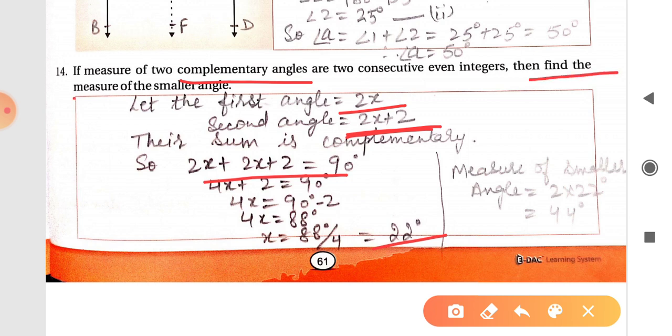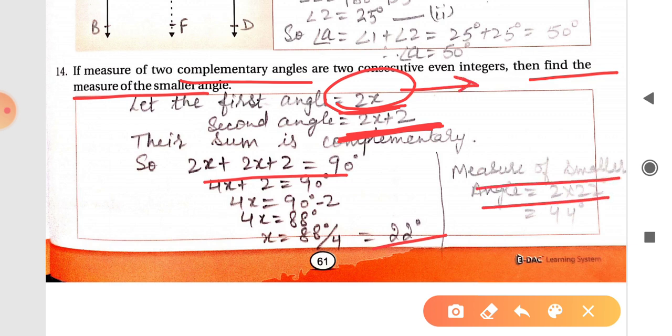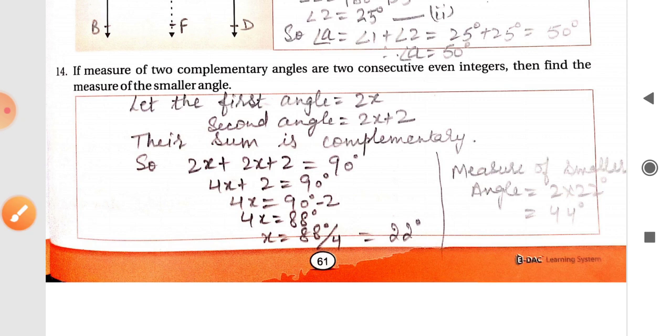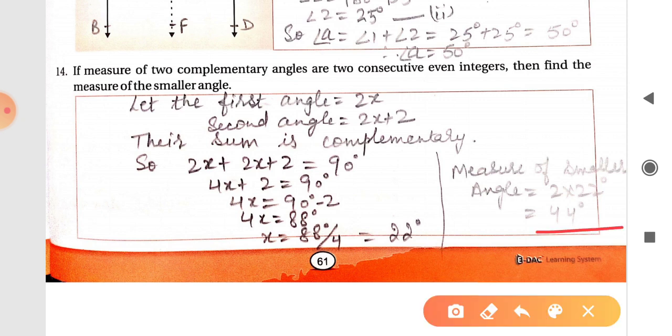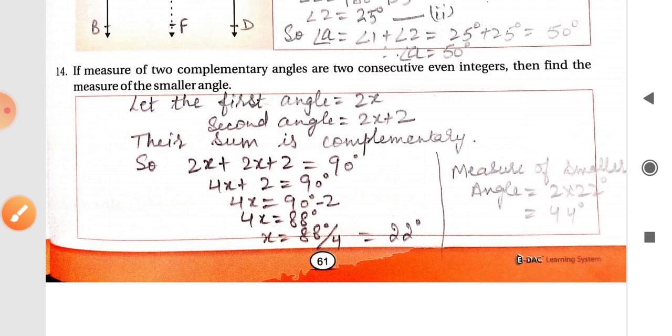Then find the measure of smaller angle. Smaller angle is 2x, because in second angle 2 is added in 2x, so it will be larger. So measure of smaller angle is 2 multiply 22, because value of x is 22, so we get 44. So measure of smaller angle is 44 degree. So this is 14th question.